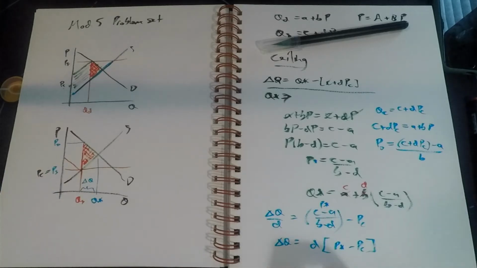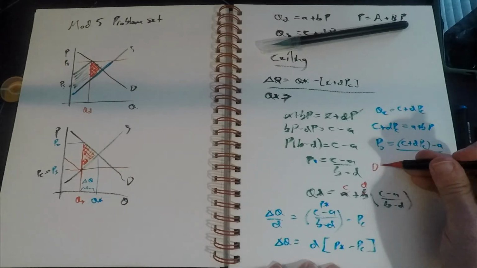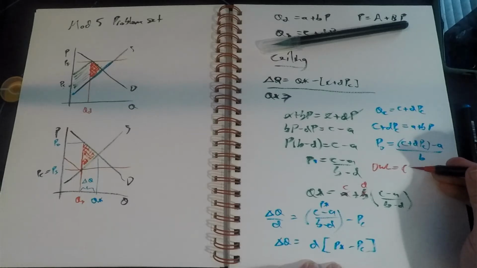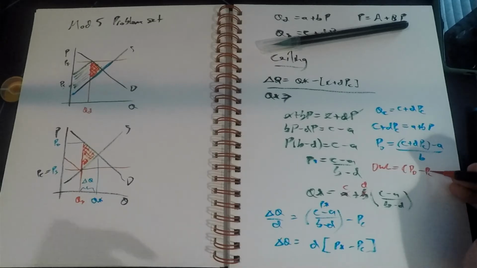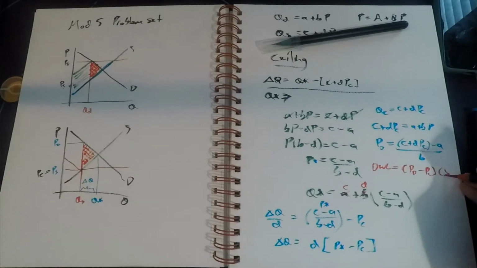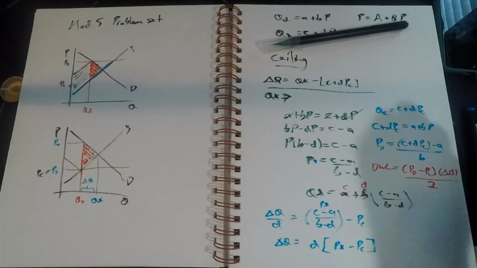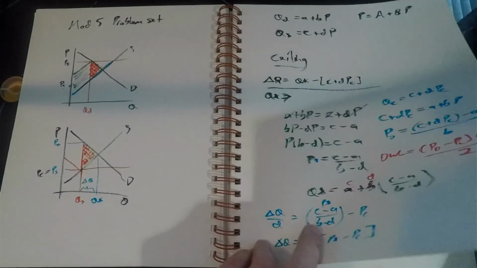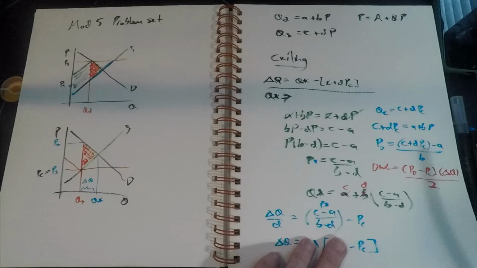Let's switch colors just so it's obvious. Our deadweight loss equals PD minus PC, the price on the demand curve minus the price ceiling, times delta Q, which we're finding here, all divided by 2. We'll plug that into an Excel model in a moment. Let me show you this the other way.